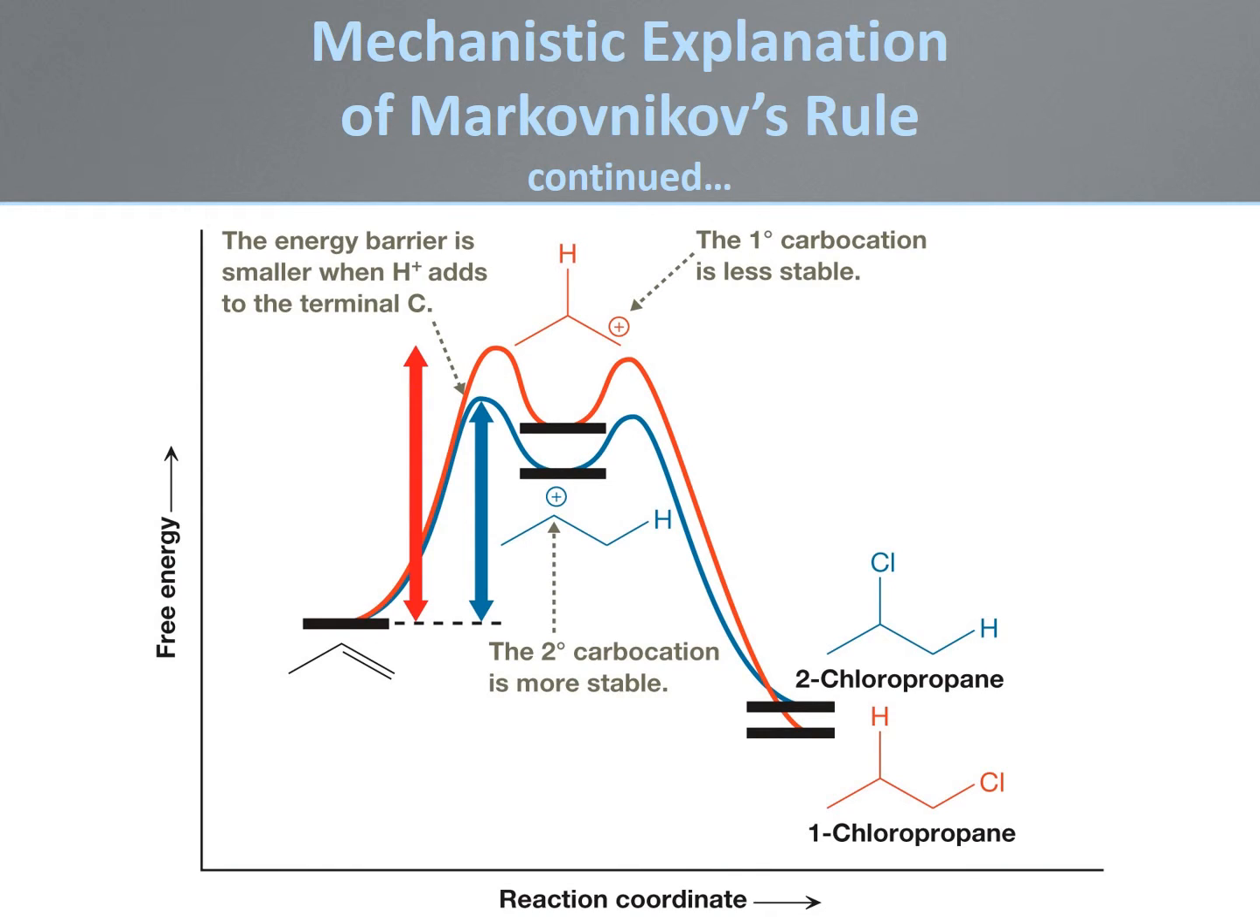The mechanistic basis for Markovnikov's rule relates to the cationic intermediate formed in the reaction. The addition of the proton to the terminal carbon of propene leads to a secondary carbocation intermediate, while addition to the internal carbon leads to the less stable primary carbocation. Since the proton addition step is endergonic, following the Hammond postulate, the transition states for each proton addition will resemble the intermediate, and the addition leading to the most stable intermediate will have the lower energy barrier.